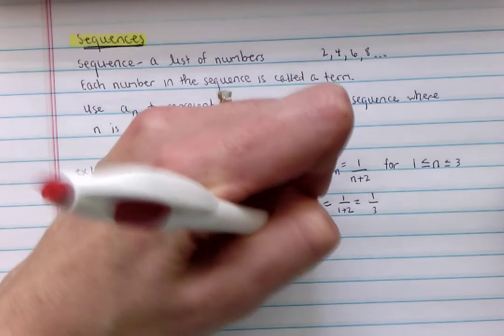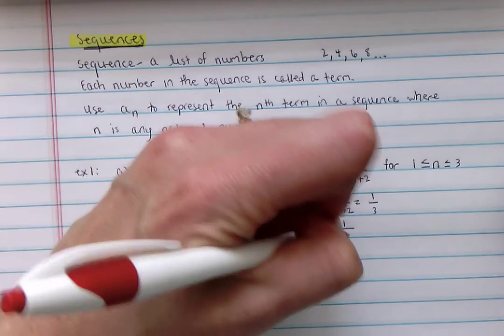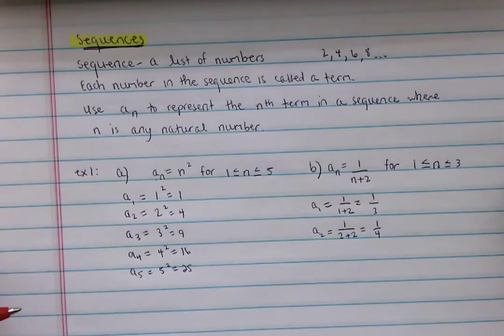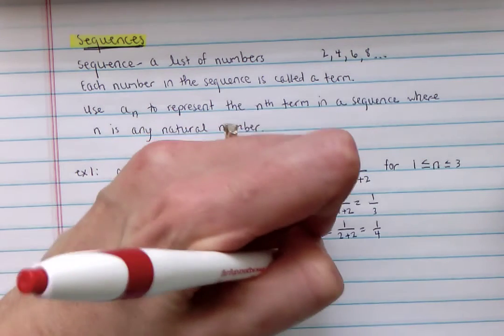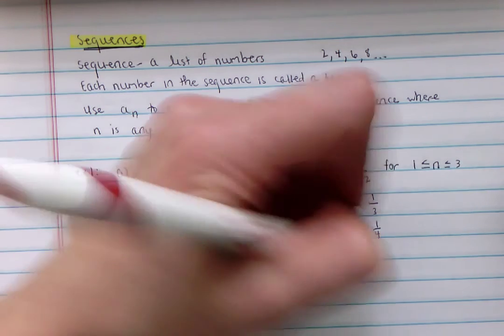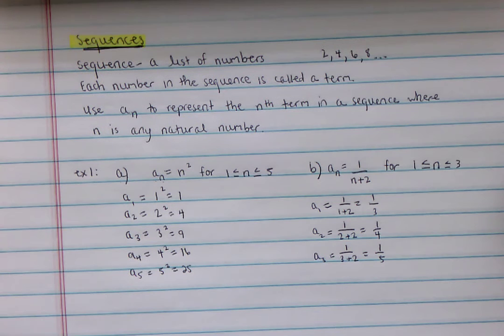And then I'm going to do a sub 2. That's 1 over 2 plus 2, which is 1 over 4. And then finally, a sub 3, that's 1 over 3 plus 2, which is 1 over 5. So those are examples of just listing the terms of a finite sequence. So you're going to be doing that.